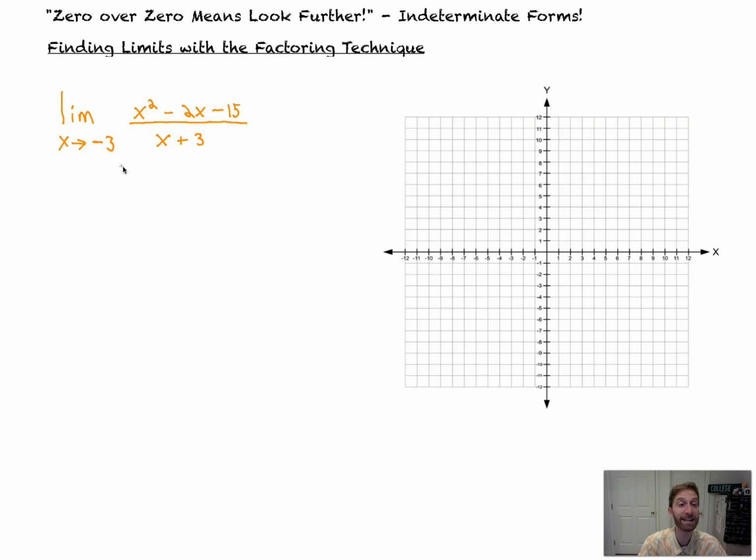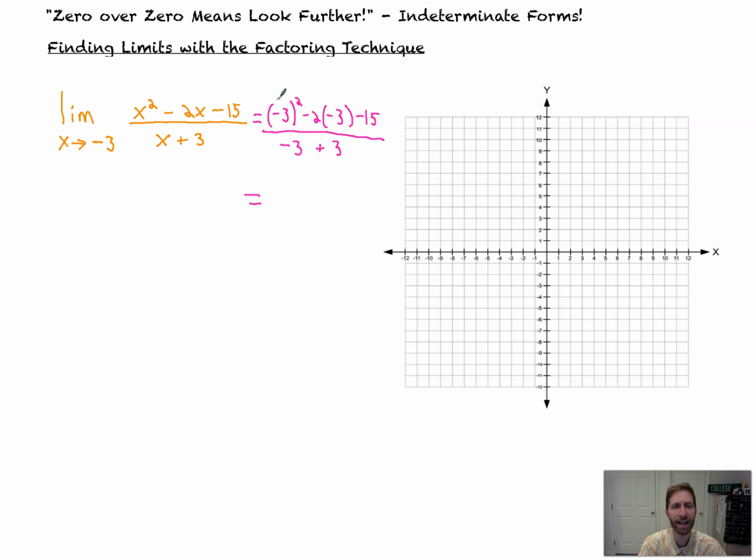So here we've got the limit as x goes to -3 of x squared minus 2x minus 15 all over x plus 3. So, as I said, let's start out with plugging in. So I put in -3, I square it, minus 2 times -3 minus 15, all over -3 plus 3. Let's see what we get out of that.